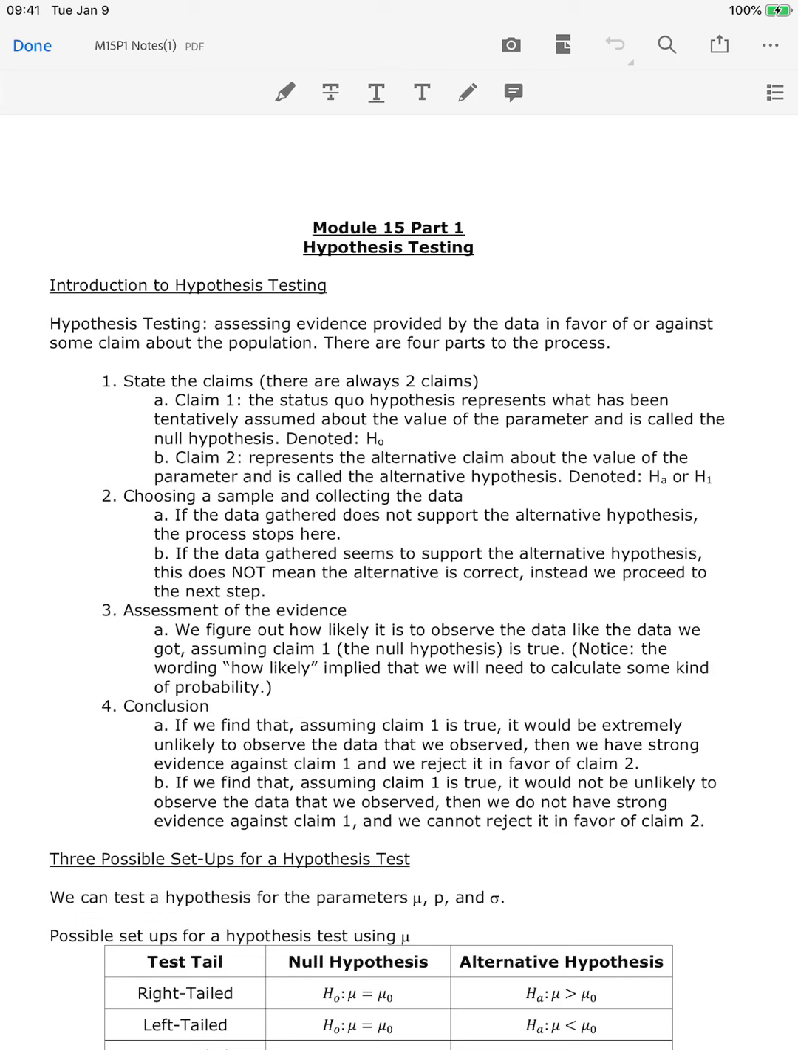What we're going to look at right now is how to set up the claims, the null and the alternative hypotheses, as well as a little bit of what could potentially go wrong when you're doing a hypothesis test.